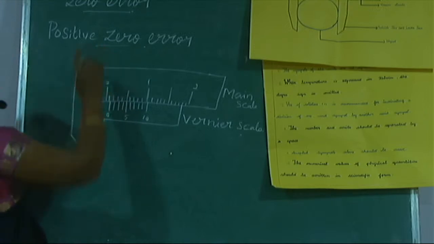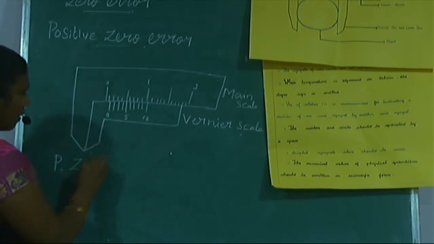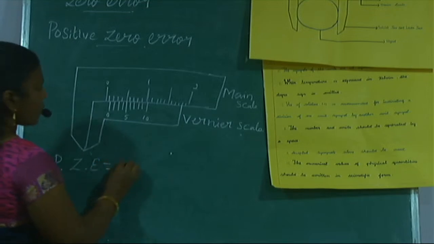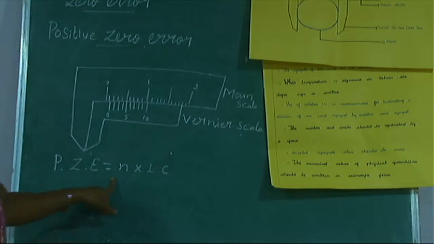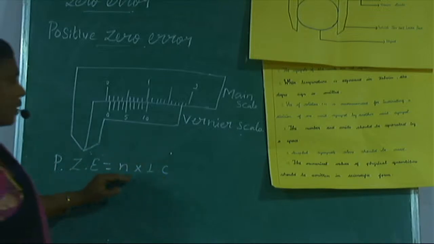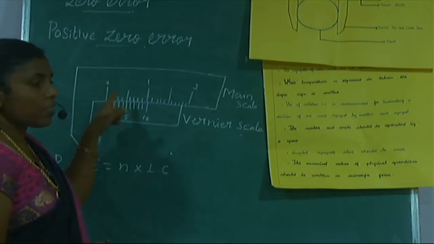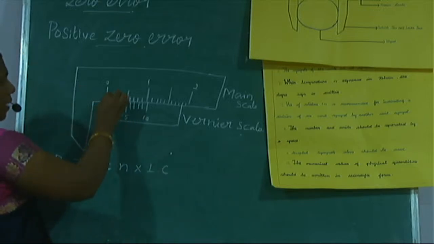Now the formula for positive zero error. P means positive, Z means zero, E means error. So positive zero error equals N into LC. What is N? N means which line, which division is quantized. See here, the 0; here is the main scale reading, and this is the Vernier.